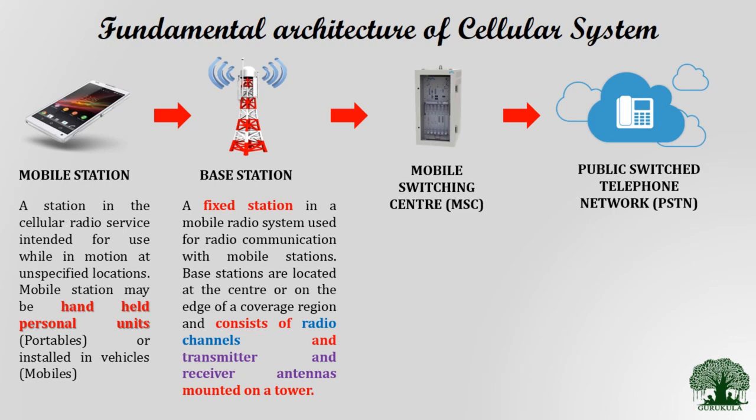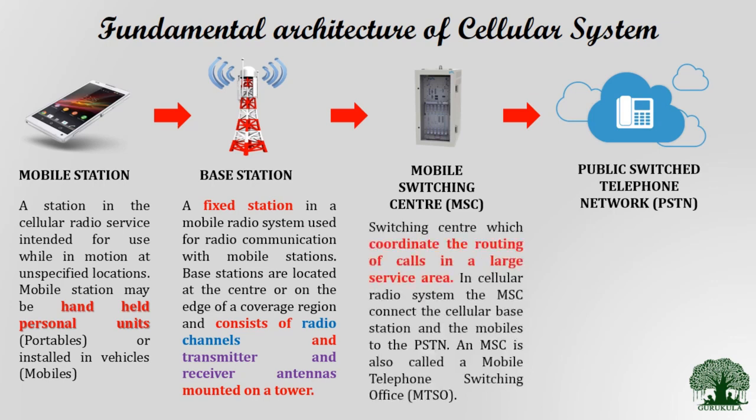All the signals collected from the base station are now forwarded to the next phase, which we call the mobile switching center, also abbreviated as MSC. The MSC is responsible for coordinating the routing of calls in a large service area. When I call my friend, who can be located at any place in this geographical region, my call has to be routed to that particular number. So the MSC takes the responsibility of routing my call to the intended receiver.